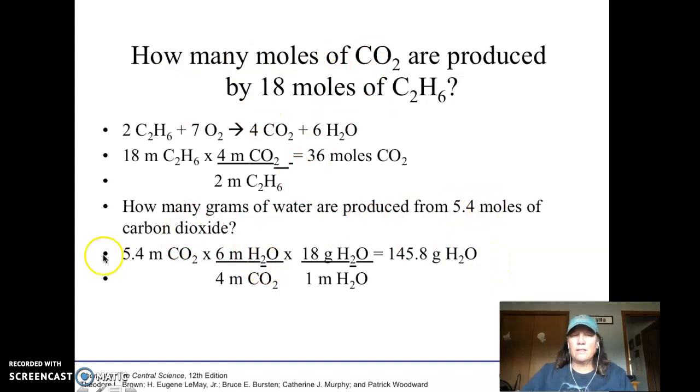So when I'm looking at this, when I have 5.4 moles of this, I also have 145.8 grams of this. So you can do mole to mole, which is one step. You can do mole to mass or mass to mole, which is two steps, or mass to mass. And I think I have one more mass to mass problem.